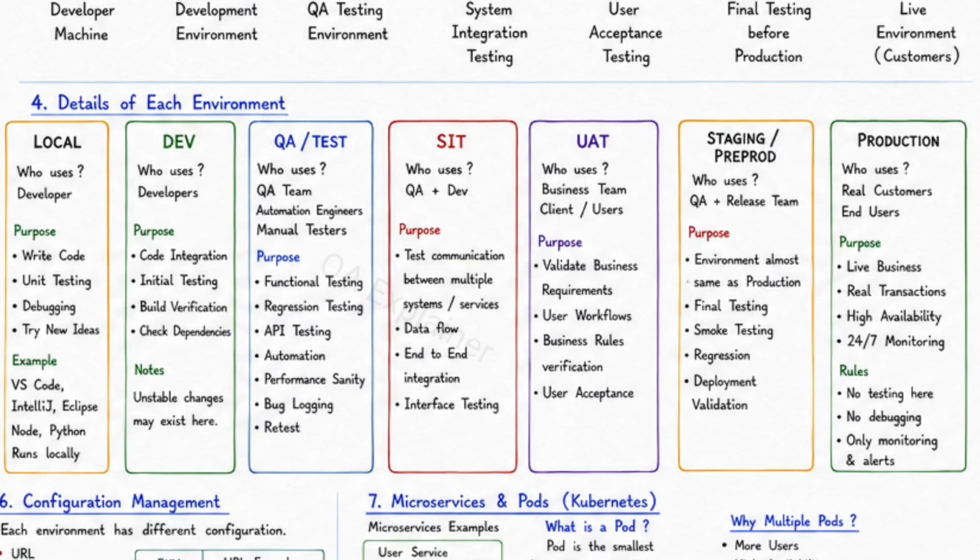First is the local environment. Who is going to use this environment? The answer is developers. For what purpose? For writing code, running unit tests, and debugging. If you want to try a new idea, we create a new branch and deploy that branch there. Examples are IDEs like VS Code and Eclipse.